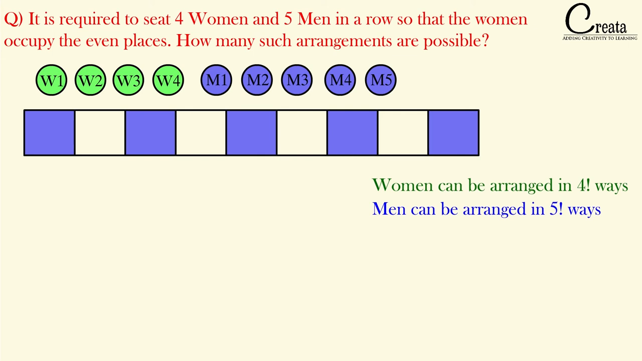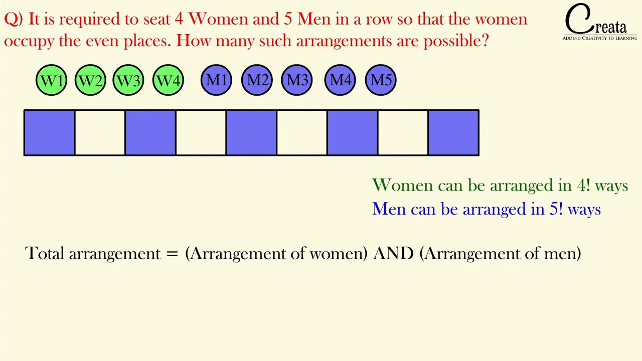The number of ways in which we can arrange the women is 4 factorial and the number of ways in which we can arrange the men is 5 factorial. So our total arrangement will be the number of ways to arrange the women and the number of ways to arrange the men. Here the logic of AND will be applicable, and what is AND? It is multiplication. So we got our answer as 4 factorial into 5 factorial, that is 2880. That is the answer of the question.